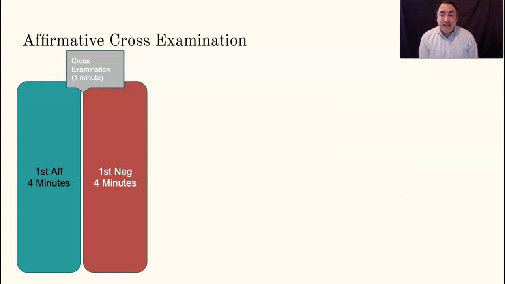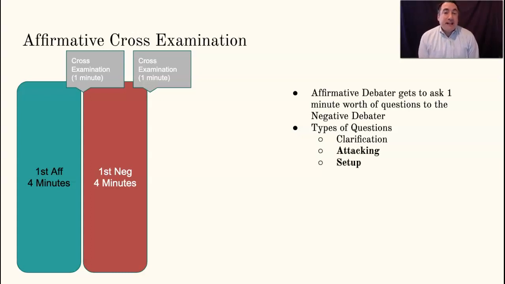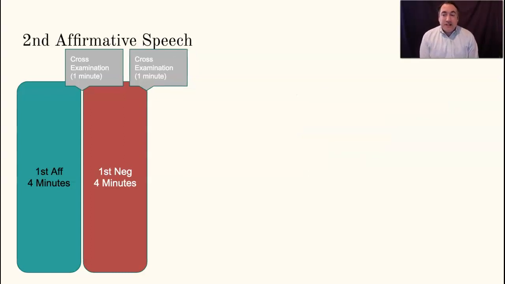Following the first negative speech, then it's the affirmative cross-examination. The affirmative gets to ask 1 minute worth of questions of the negative debater. Same thing like we talked about. You want to try to get away from clarification questions, but if something's confusing, definitely ask a question so you know how to respond to it. Ideally, ask attacking questions, go after some of the claims that the negative debater presented, or set up any responses that you might have that you're ready to present. Again, remember courtesy.